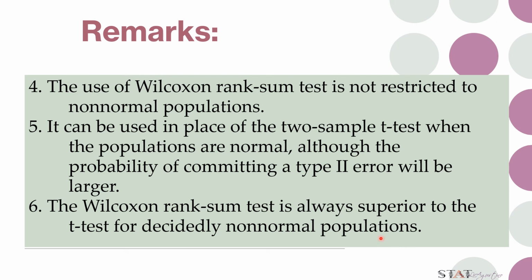And then another one, our fourth remark: the use of the Wilcoxon rank sum test is not restricted to non-normal populations. It doesn't mean that if it is non-parametric, we will only use it for non-normal populations. No, it is not restricted. It can be used in place of the two-sample t-test when the populations are normal, although the probability of committing a type 2 error will be larger. And the Wilcoxon rank sum test is always superior to the t-test for decidedly non-normal populations.